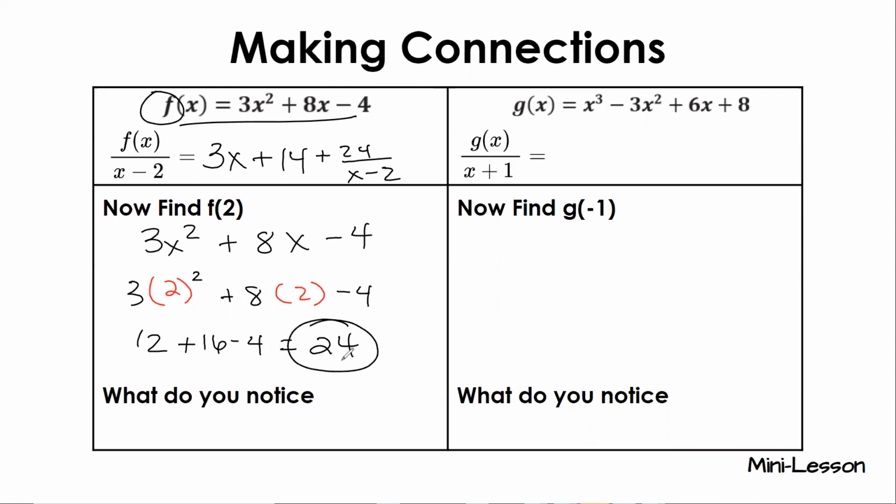Okay, what do you notice? It's the remainder. Really quick, when I have this x minus 2, if I change the sign, that's going to give me a positive 2. If I put 2 in, that's going to give me my remainder.